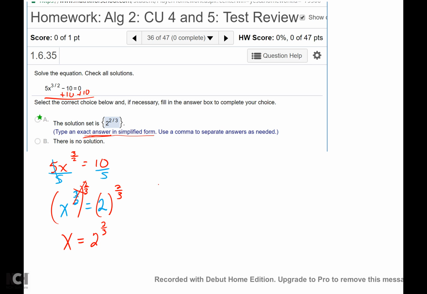And the reason is, I mean, if I tried to simplify that, that'd be the cube root of 2 squared, which would be the cube root of 4. And if I break down 4, there's not 3 of anything, so it can't be simplified.